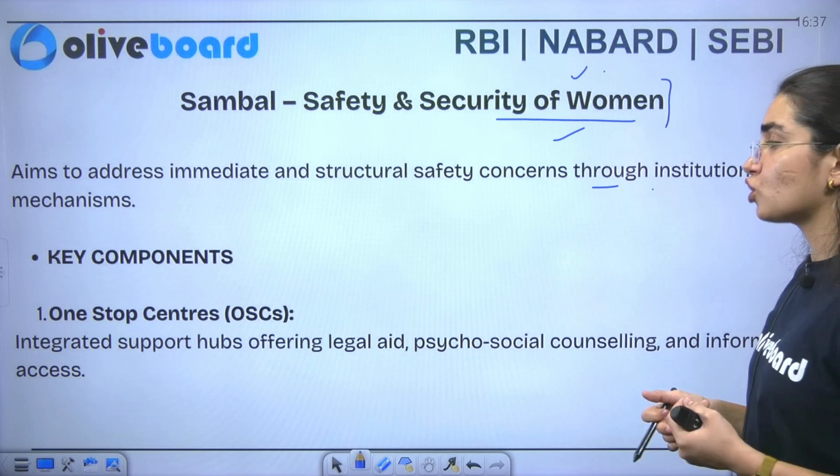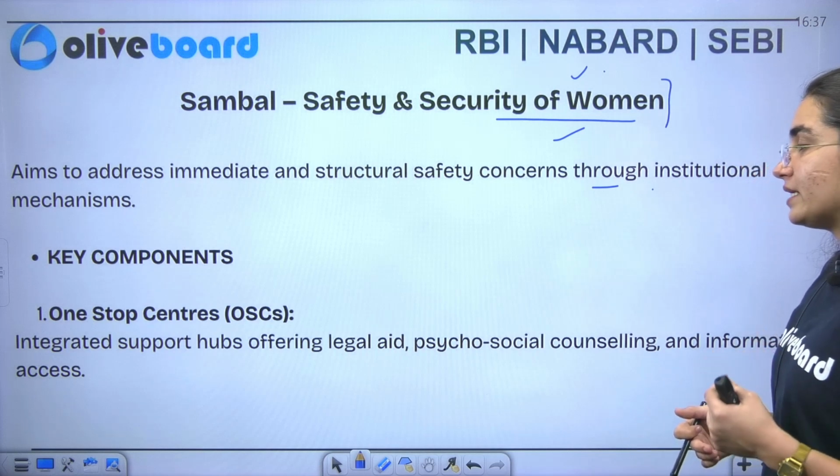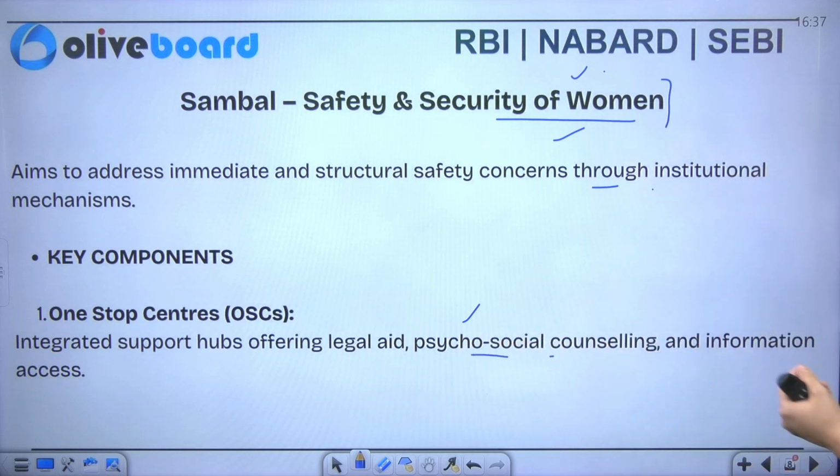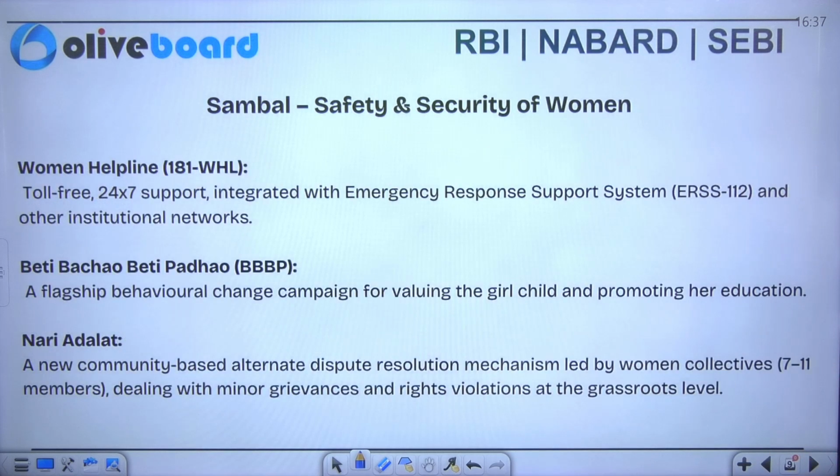So one is your one-stop center. A one-stop center क्या है? It's an integrated support hub offering legal aid, psychosocial counseling as well as informative access also. ठीक है? So ये सारा काम किसका है? Provide करना. That is specifically of your government. ठीक है? So ये सारी चीजें जो है किसके साथ associated है? These are the many things which are associated with women here.